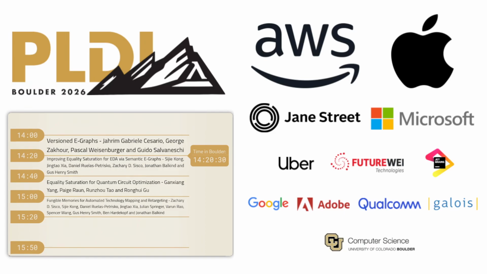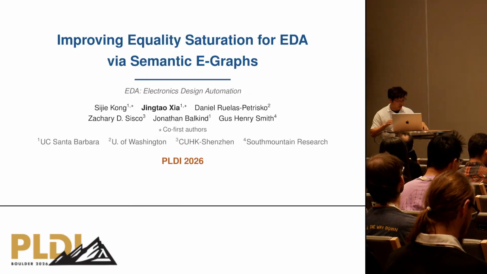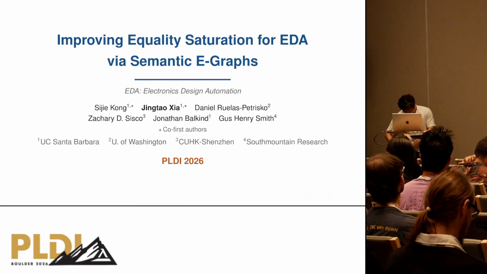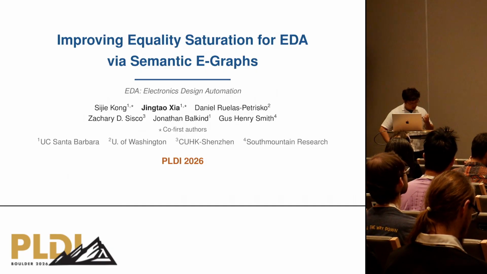Okay, so for our second talk, this is about applying equality saturation to electronics design automation. EDA is a very important problem that suffers from phase ordering between different stages of the compilation. So our next speaker, Jingtao, will introduce this work that teaches us how to optimize simultaneously both at high level and low level.